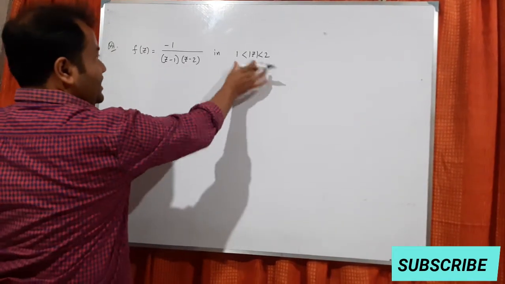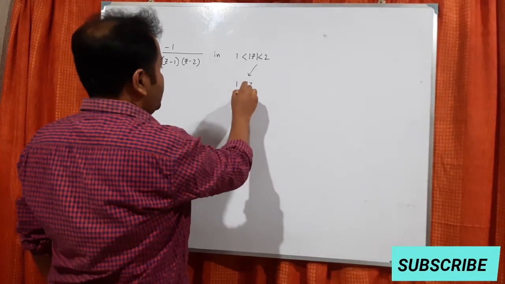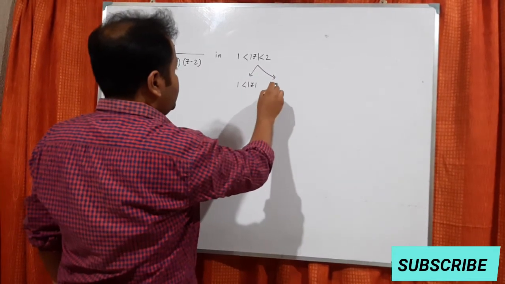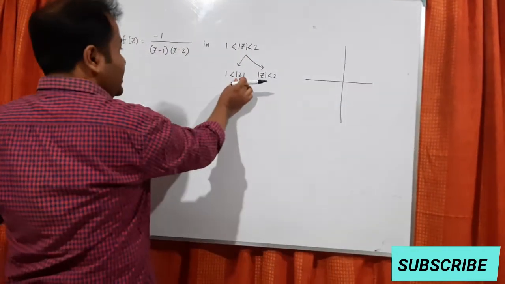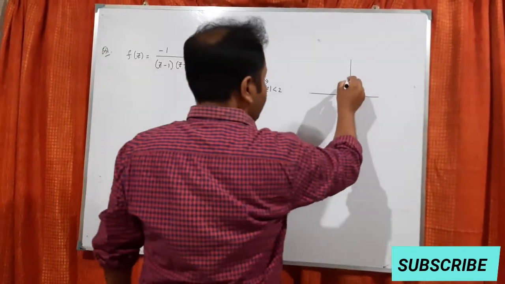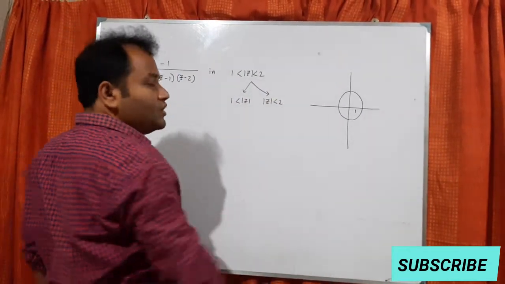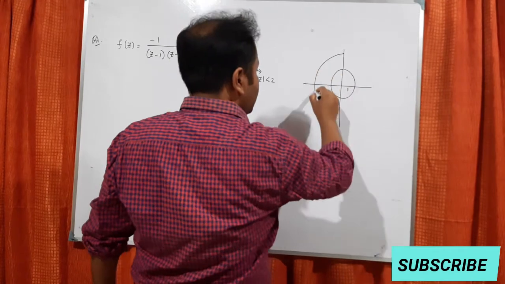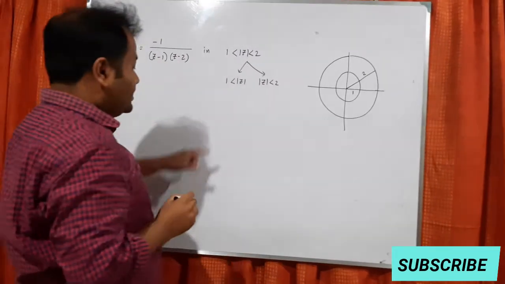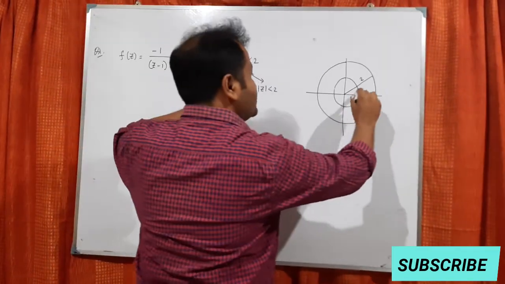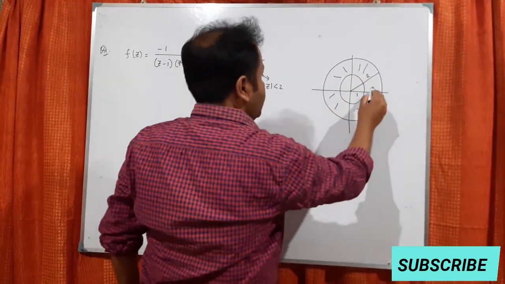Now you try to understand this one. It means there are two inequalities. One is 1 less than mod z and another is mod z less than 2. So mod z equals 1, if I consider, that will be the unit circle where the radius is 1, and mod z equals 2, if I consider, that will be a circle of radius 2. Now mod z greater than 1 is outside of this circle and inside of the circle of radius 2. So this region is the annular region.